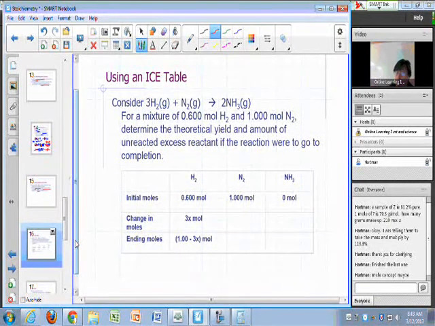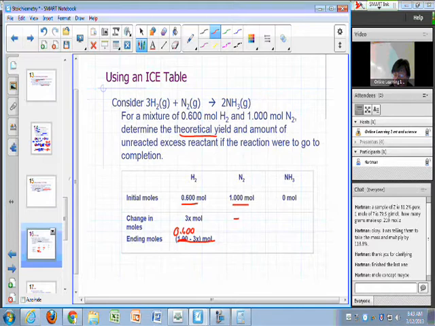Consider a mixture of 0.6 moles H2 and 1 mole of N2, and you're asked to determine the theoretical yield and the amount of excess reactant if the reaction were to go to completion. So we're going to lose 3x moles of H2. So you end up with 0.600 minus 3x. And you're going to lose x moles of N2, so you'll end up with 1.000 minus x. And you're going to make 2x moles of NH3, 0 plus 2x, which is just 2x.